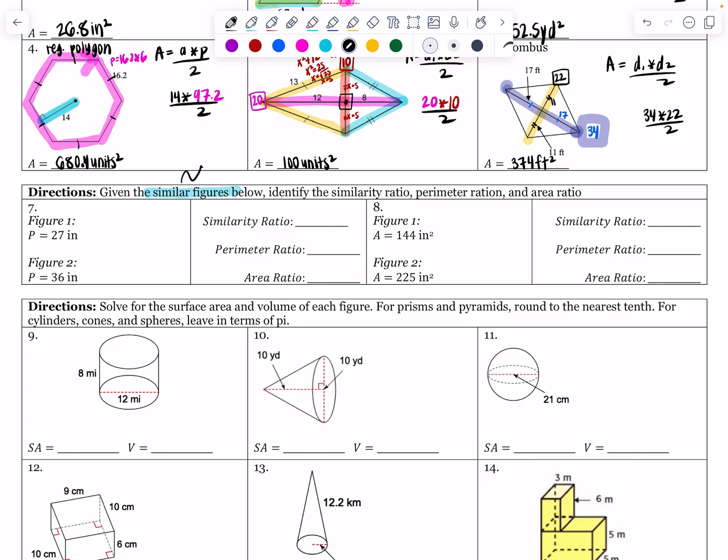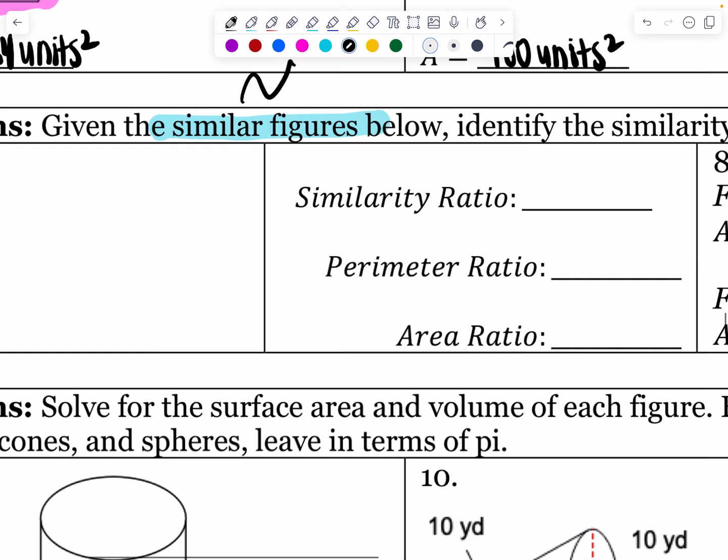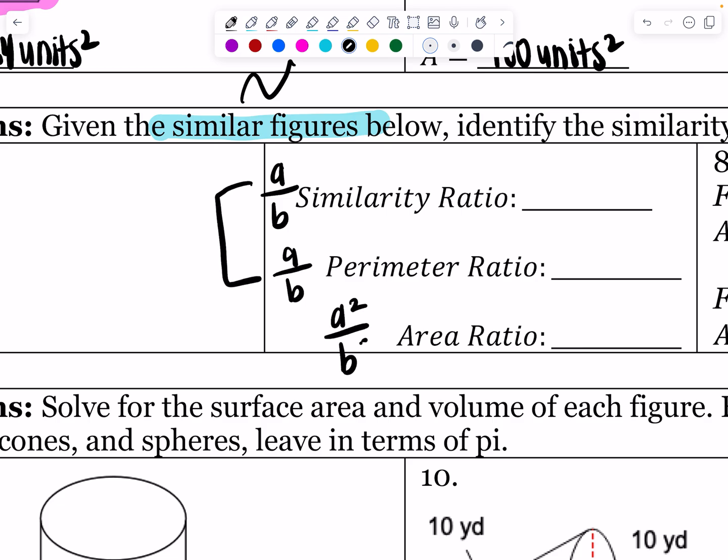Identify the similarity ratio, perimeter ratio, and area ratio. All right, so here's number 7. The similarity ratio is always going to be the same as the perimeter ratio, so both of those are going to be A over B. Those should be the same. What is the area ratio going to be? It's always going to be A squared over B squared.